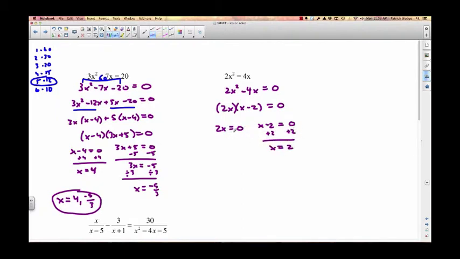What would make this one equal 0? This is 2 times x, so you have to divide by 2. You get x equals 0 divided by 2, which is 0. So there are our answers. The answers are 0 and 2.